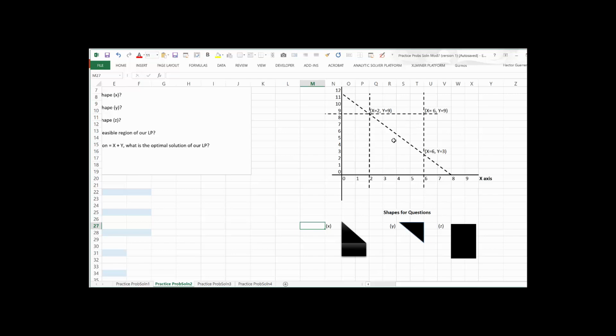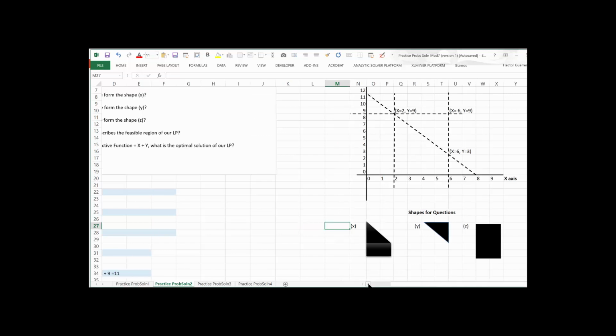We don't include this because this constraint says everything below here. We include this one because it says everything to the right, but it stops here. We include this one because everything to the left, and it stops here. So our feasible region is this region here, and those are the values that do not violate any of the constraints.